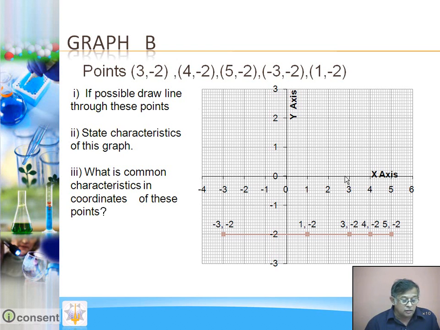If we consider every point on x axis, its y coordinate is 0. Because every point on x axis, its distance from x axis is 0. And therefore, y coordinate of every point on x axis is 0. Therefore, equation of x axis is taken as y equal to 0.